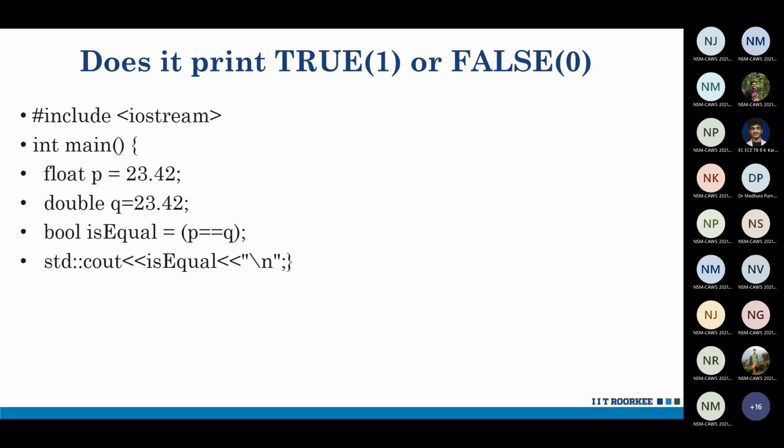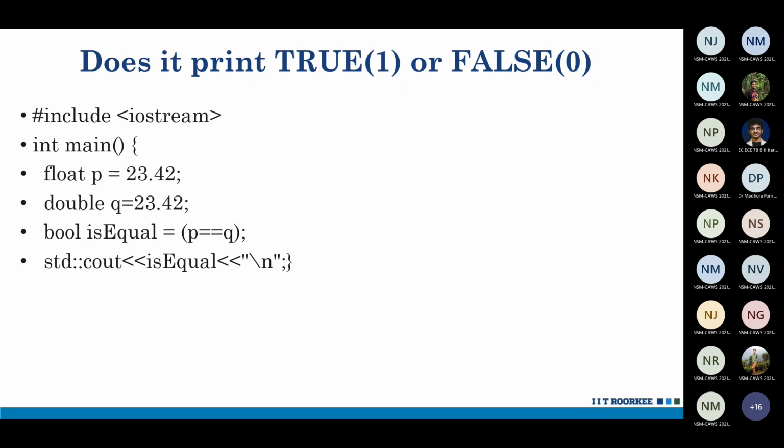So yes, here what happens is 23.42. Again, this is not exactly representable in binary. So the computer will represent it with the nearest approximation which it can represent. So the float approximation will be weaker than the double approximation. Double will approximate it much better since it has more storage.